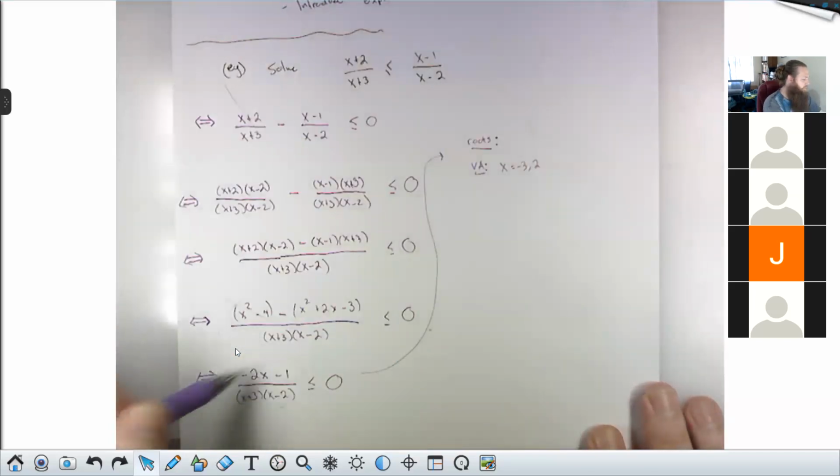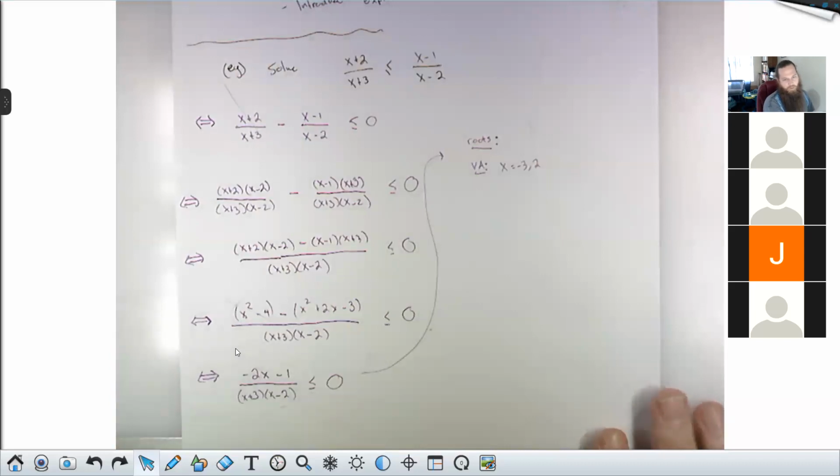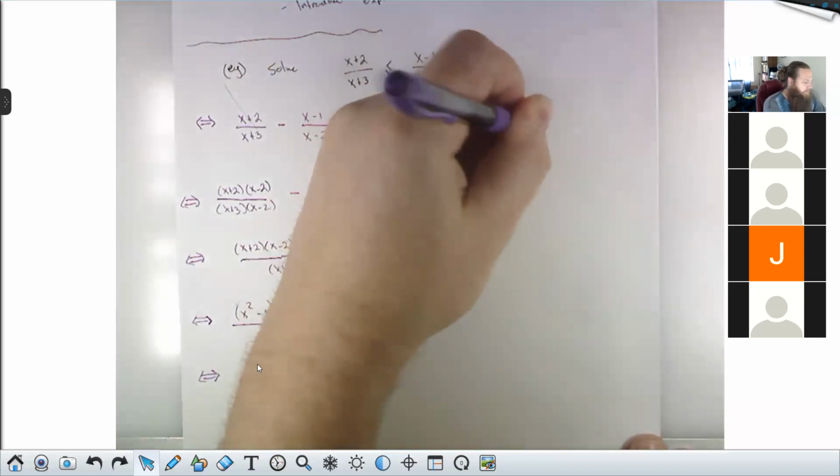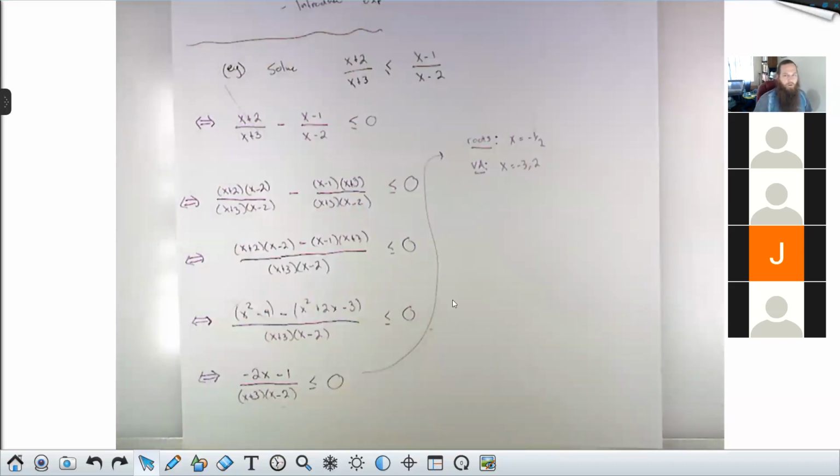And upstairs, my roots or root, what value of x will make the top 0? Negative 1/2. Yeah, very good. If I set negative 2x minus 1 equal to 0, that's the same as saying negative 2x equals 1. So x is negative 1/2. Okay, so these are all the places where this function can change sign, go from being negative to positive or positive to negative. What do I do with these three numbers now that I have them?